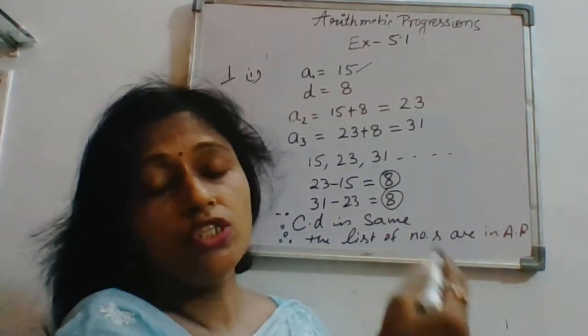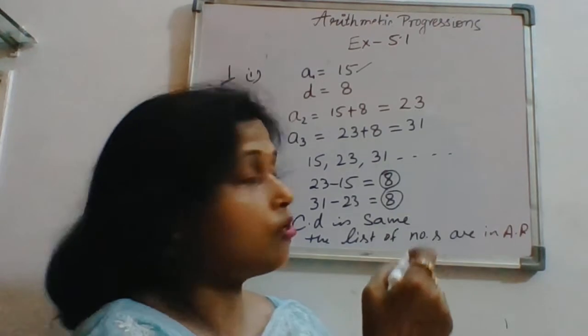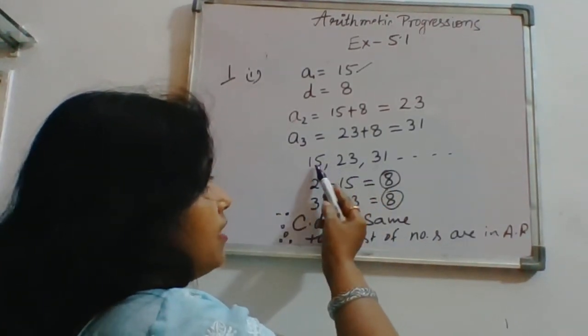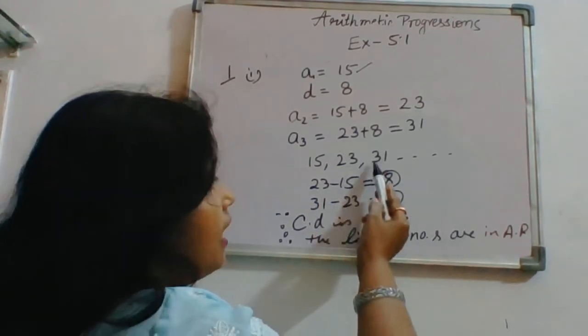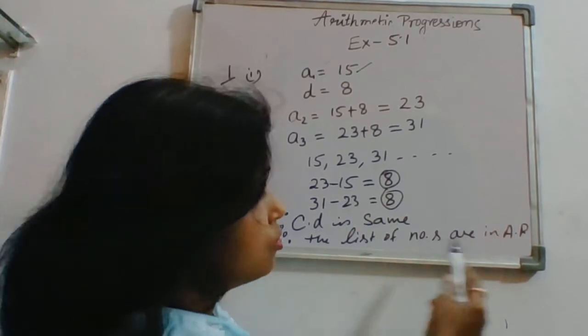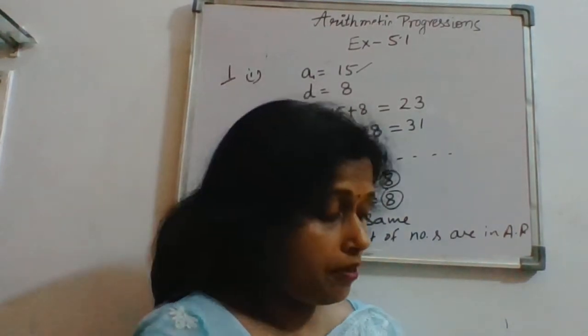If we have to check whether the list of numbers is in AP or not, so this is your first term A1, A2, A3. A2 minus A1 is 8, and A3 minus A2 is also 8. That means the common difference is the same. So this list of numbers is in AP.